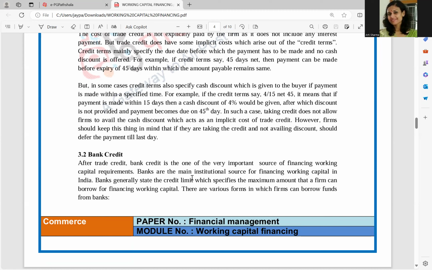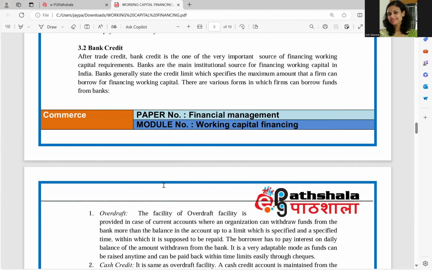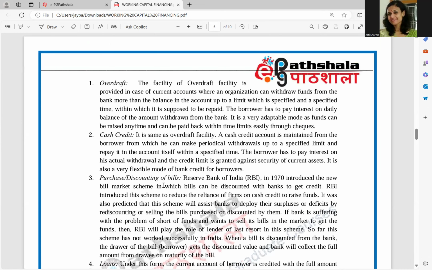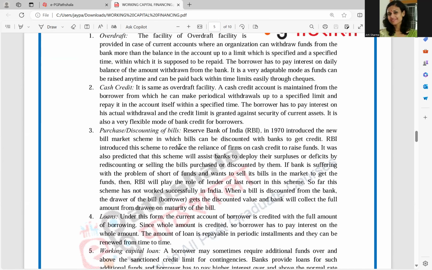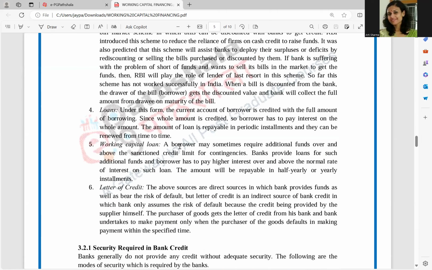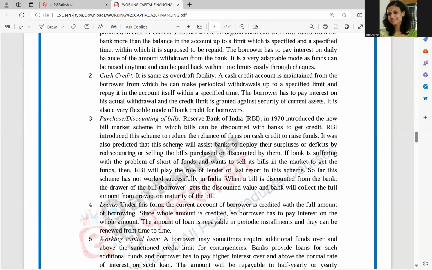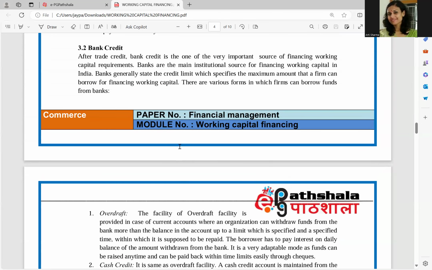Banks are the main institutional source of financing working capital in India. Banks generally state the credit limit, which specifies the maximum amount that a firm can borrow for financing working capital. And there are various forms in which a firm or particular company can borrow funds from the banks. It involves overdrafts, cash credits, purchase or discounting of bills, loans, working capital loans, and the letter of credit. So these are some forms by which banks provide credit.